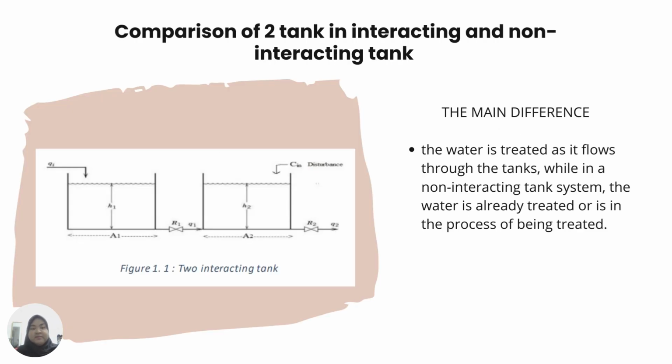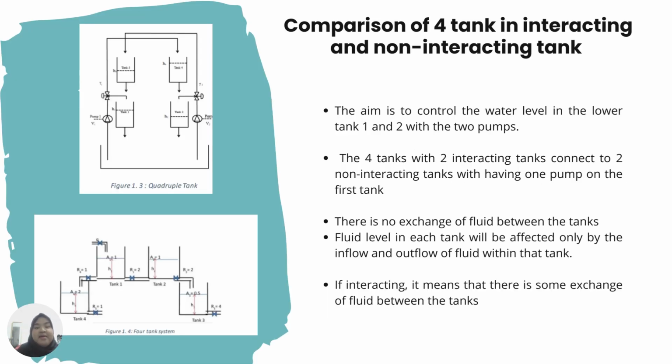Additionally, modeling and simulation can be used to optimize the design of fluid level system by determining the optimal configuration for the performance. And here is comparison of two tank interacting and non-interacting tank. So the main difference is the water is treated as it flows through the tanks, while in non-interacting tank system, the water is already treated or in a process of being treated.